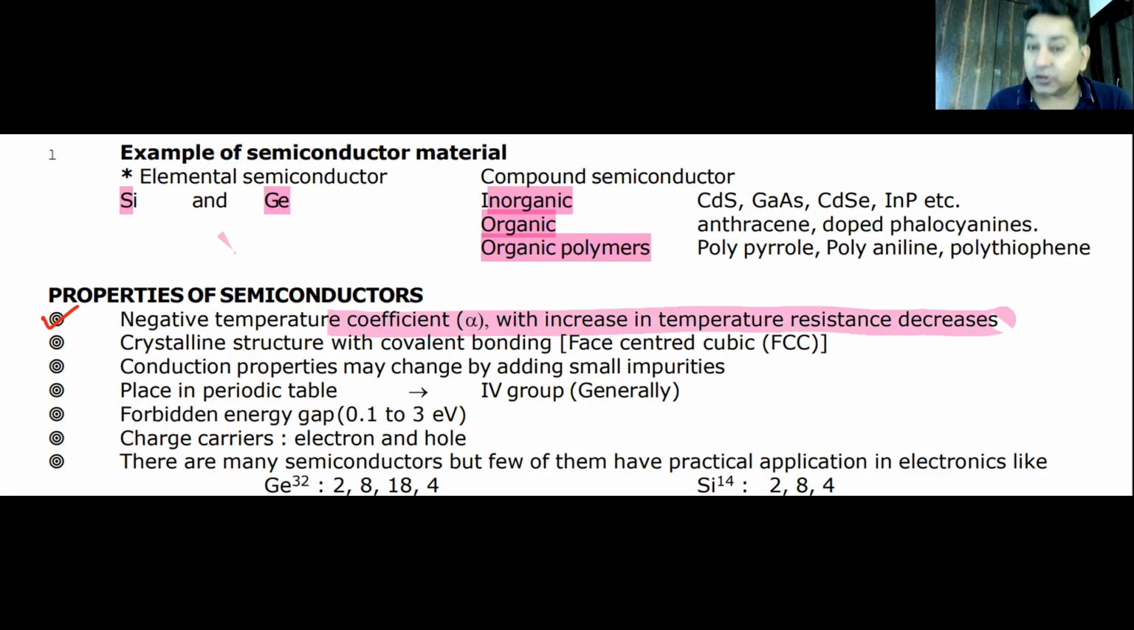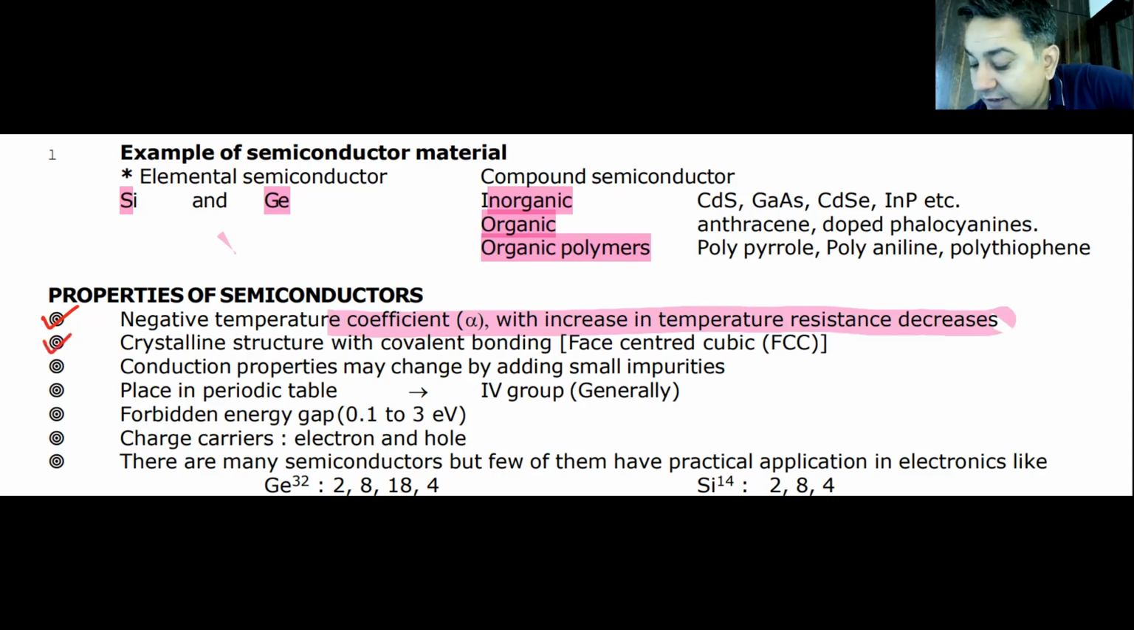Normally, in metals, when you heat them up, with temperature, the resistance should increase. But here in this case, the resistance is decreasing. Do we understand this?